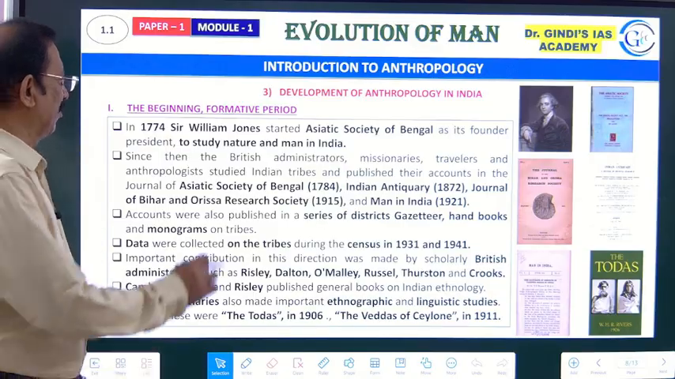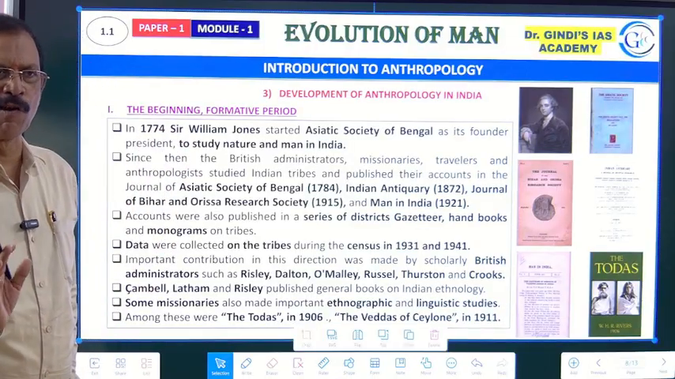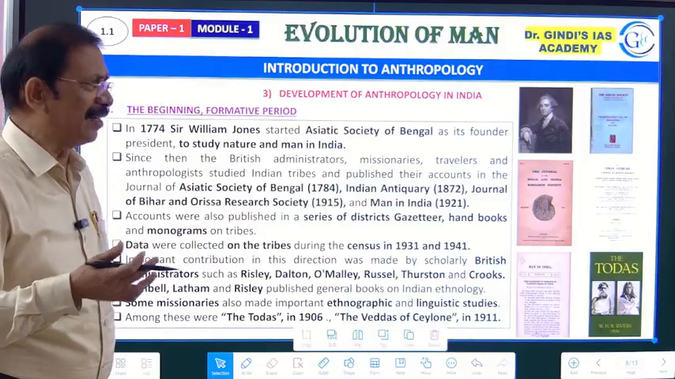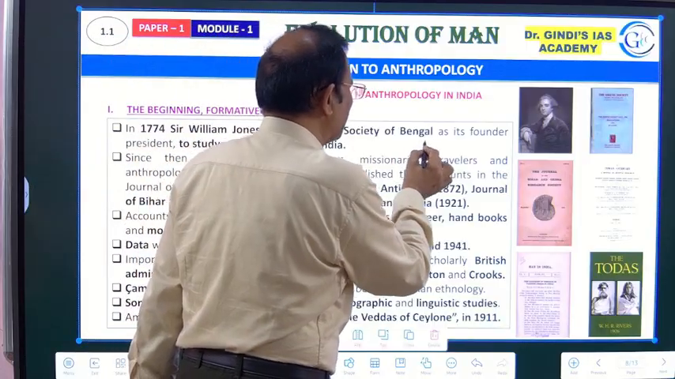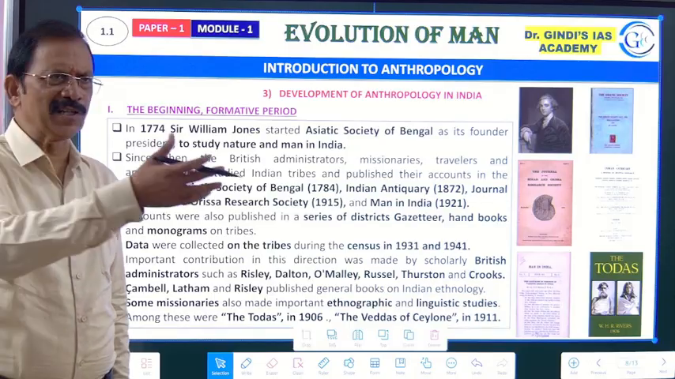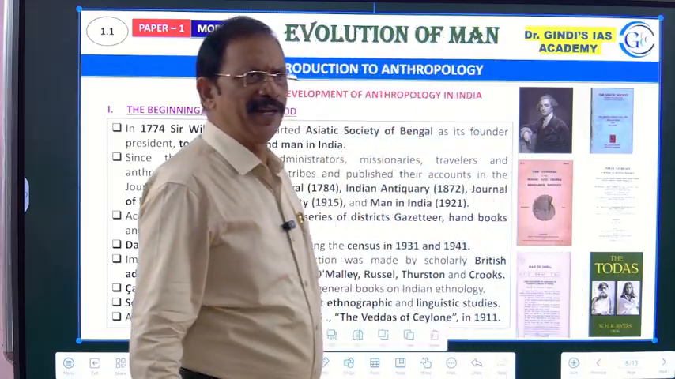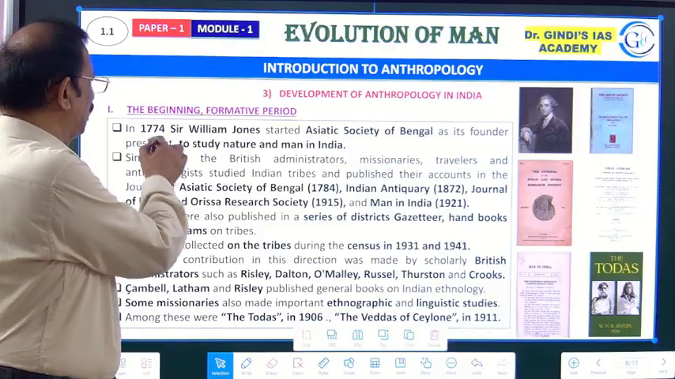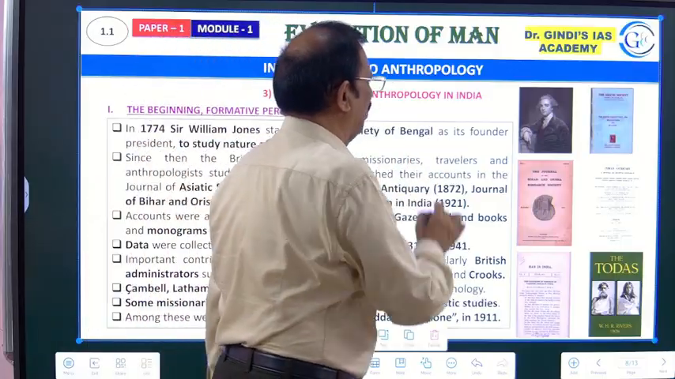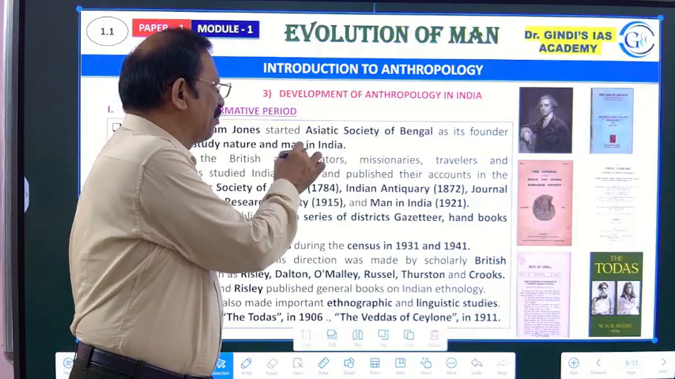This was the starting point for the development of anthropology, as per many anthropologists' opinion. So 1774 was the landmark, the starting point for the development of anthropology in India. By whom? Sir William Jones. What was started? The Asiatic Society of Bengal. In general studies also, you may get this type of question, general awareness questions in prelims. In 1774, by whom? Sir William Jones. What was started? The Asiatic Society of Bengal. He was the founder also. For what? To study nature and man in India.